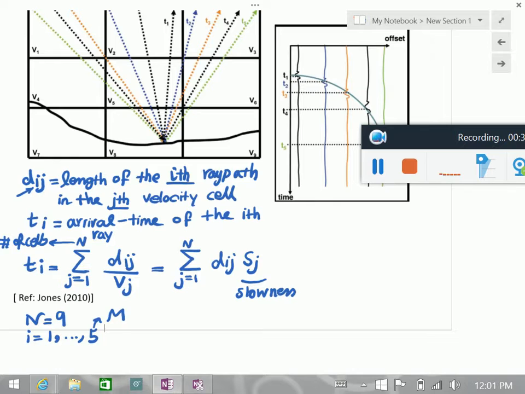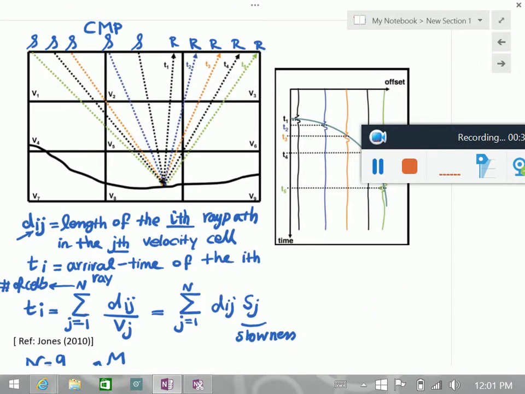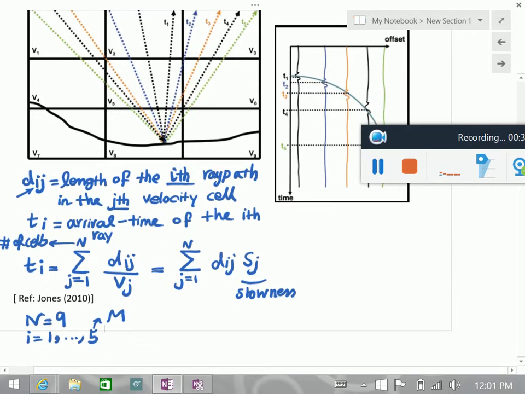So I is just the number of ray paths. Each ray is one of those colors. This is what we get from ray tracing. Why is it called M? Just the number of them. I'm just trying to build up the matrix. So this is a matrix representation.